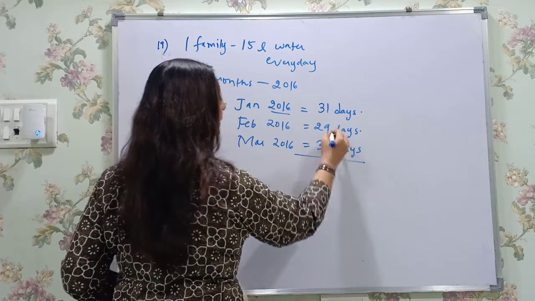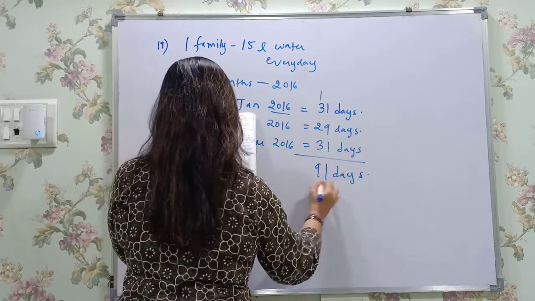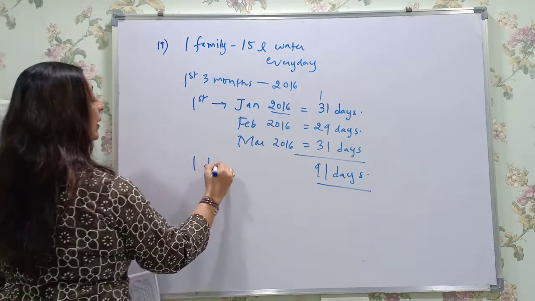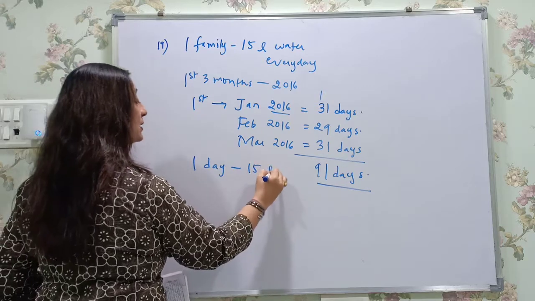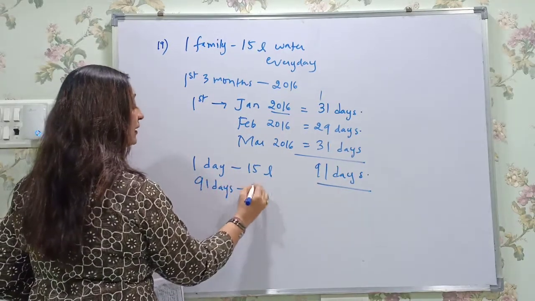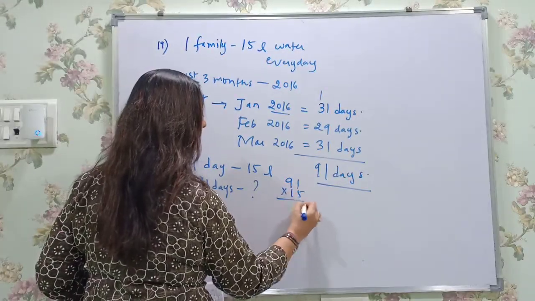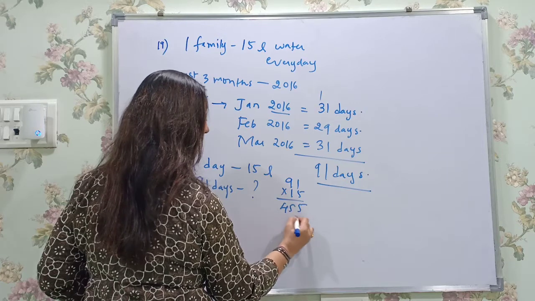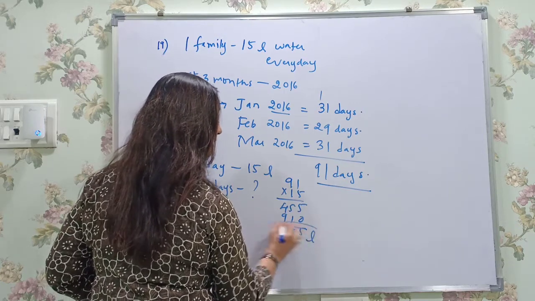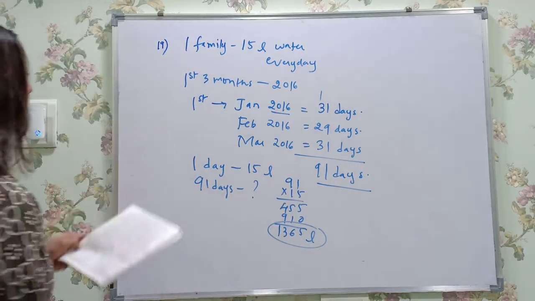So let's add them first. The total is 91 days, right? The requirement for one day is 15 liters, and the first 3 months have 91 days. So for 91 days, how many liters will be needed? Let's multiply them. The answer is 1365 liters.